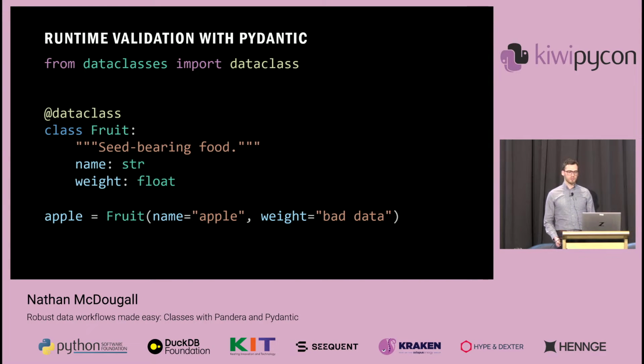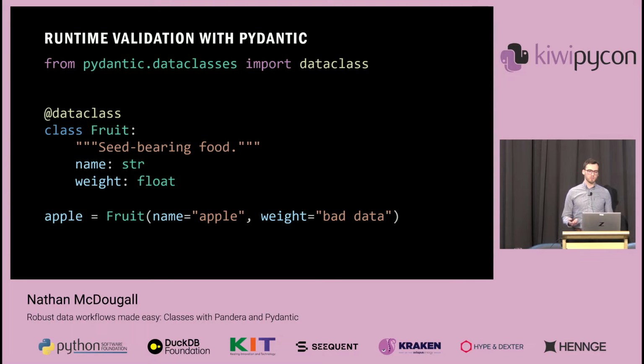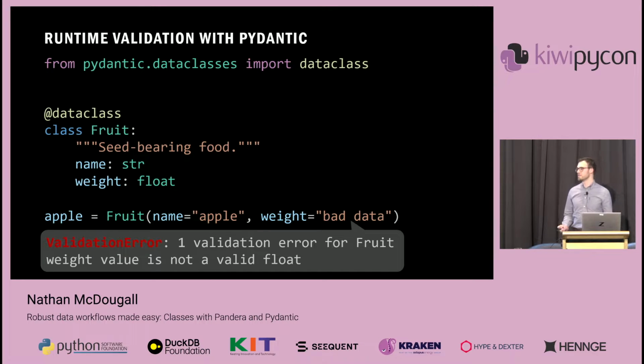So one way you can do this is by taking your existing code that uses data classes and using a drop-in replacement from the package called Pydantic. So you can see there the import statements change to from pydantic.dataclasses. And everything else will work exactly the same way, except now, if you've put in that bad piece of data, then you'll get a validation error raised. And you can see that it tells you value is not a valid float. So now you know that that needs to be changed if you want to have the code continue.